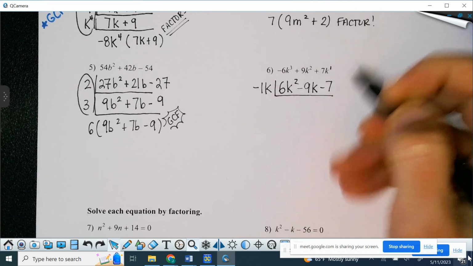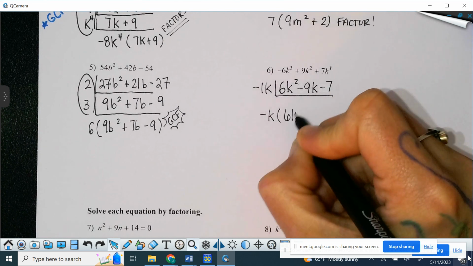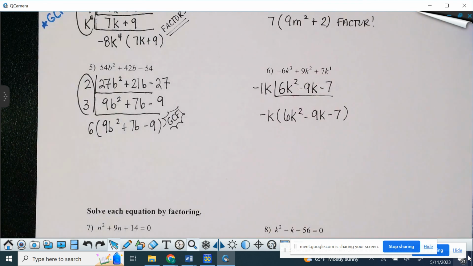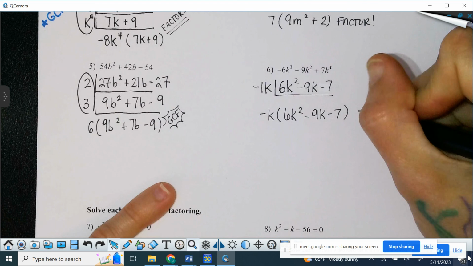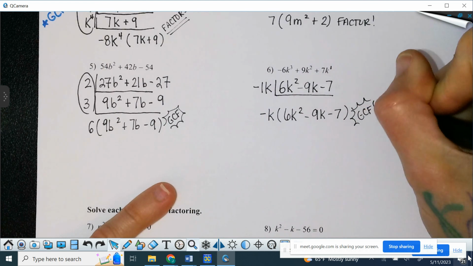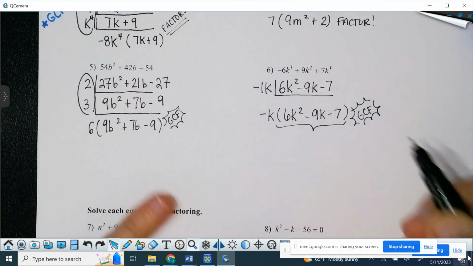So -k, 6k squared, minus 9k, minus 7 is going to be factored by as much GCF as neatened up as possible. So again, you factored by GCF here. And again, later we would want to be able to check and make sure that this trinomial can't be factored further. We're not going to do that right this second.